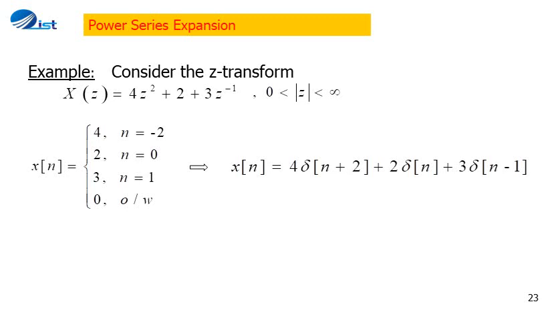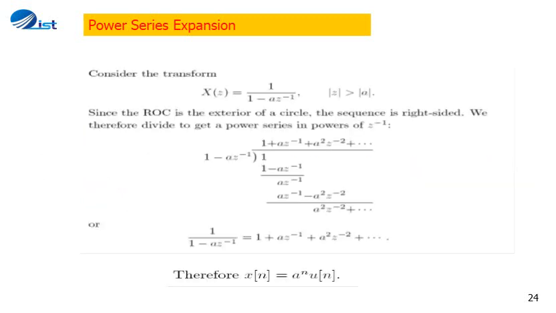And then we take the inverse Z transform, which is just representing the sequence in time domain in terms of deltas, because we know that different powers of z translate to shifted deltas in time domain. So here we can see that just by looking, if X of z is 4z squared plus 2 plus 3z inverse, then x of n is 4 delta of n plus 2 plus 2 delta of n plus 3 delta of n minus 1.